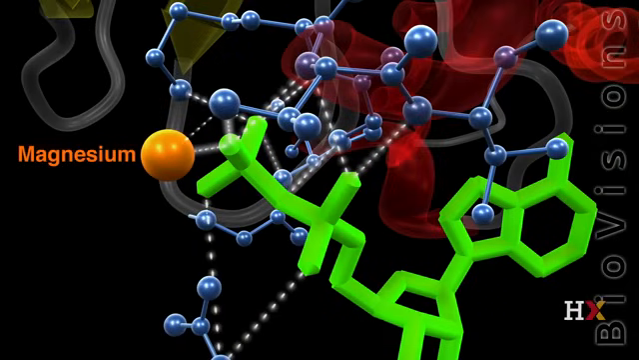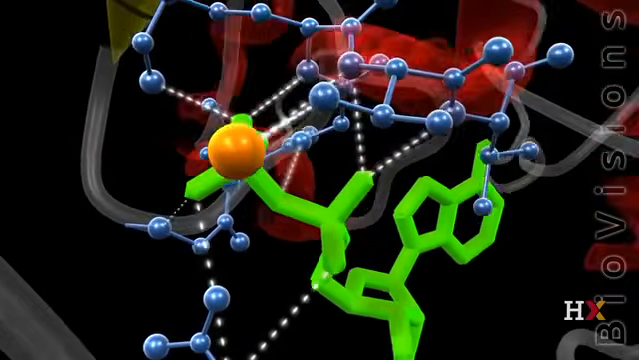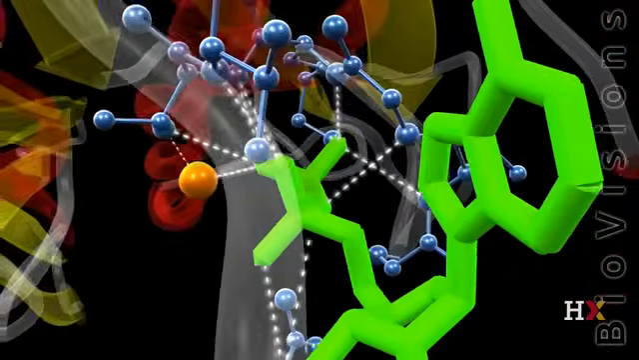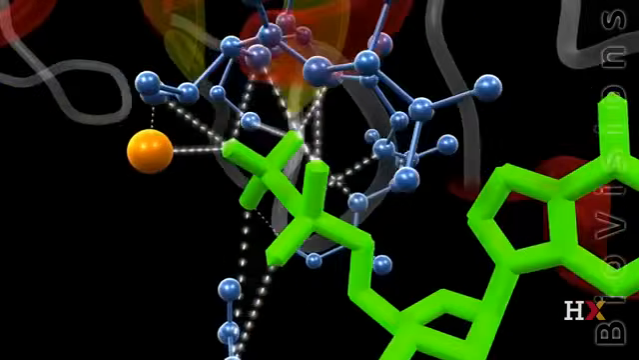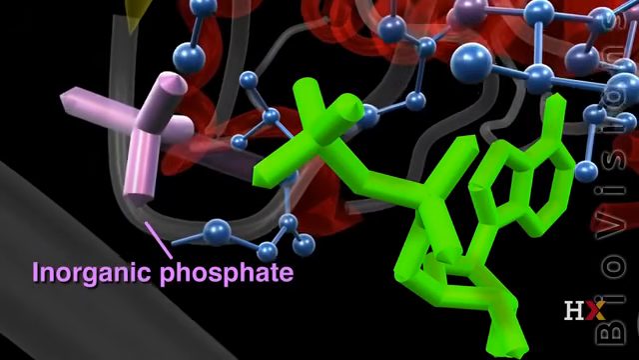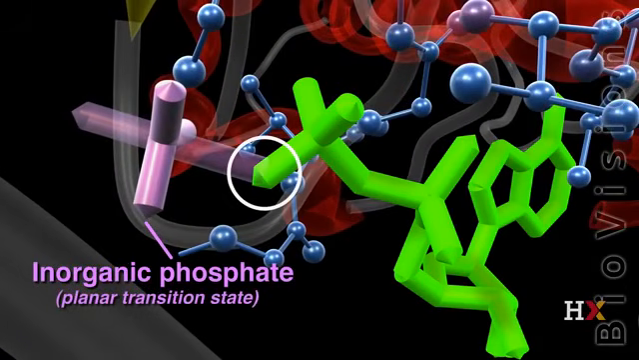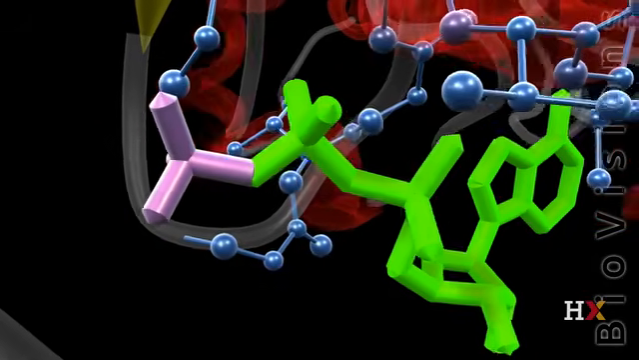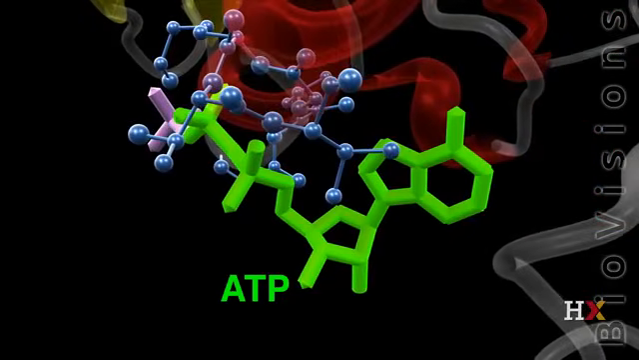There's also a magnesium ion that plays a critical role in not just stabilizing, but also neutralizing the charge of the phosphates. Notice the conformational changes that are happening when the inorganic phosphate comes in. There is the promotion of a planar transition state. Synthesis of a new phosphodiester bond is catalyzed, and then the subunit switches to the open conformation.